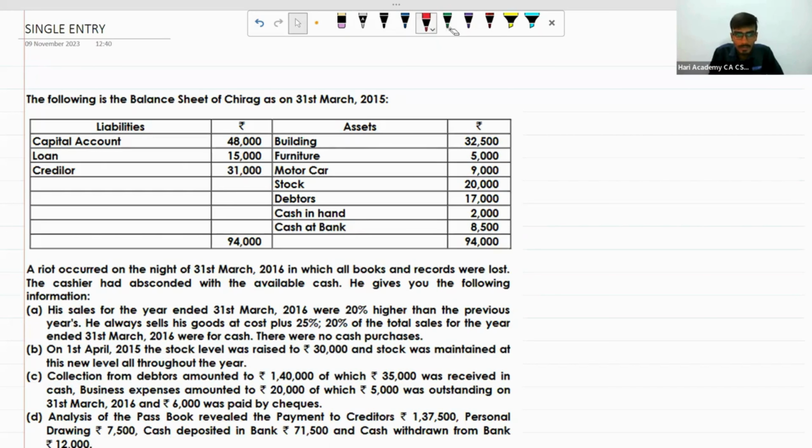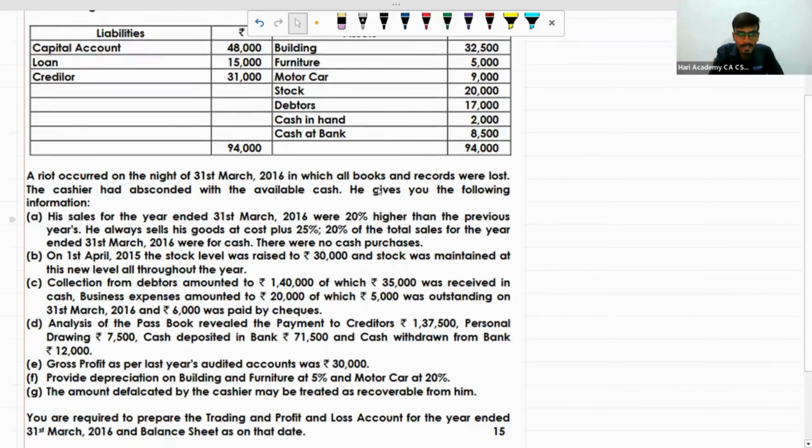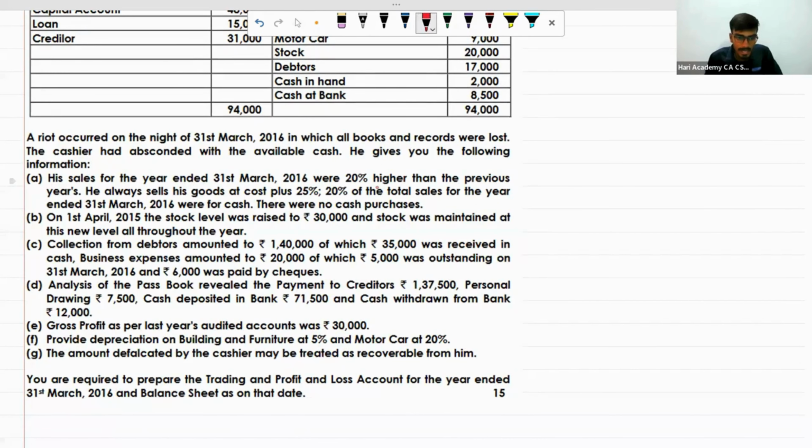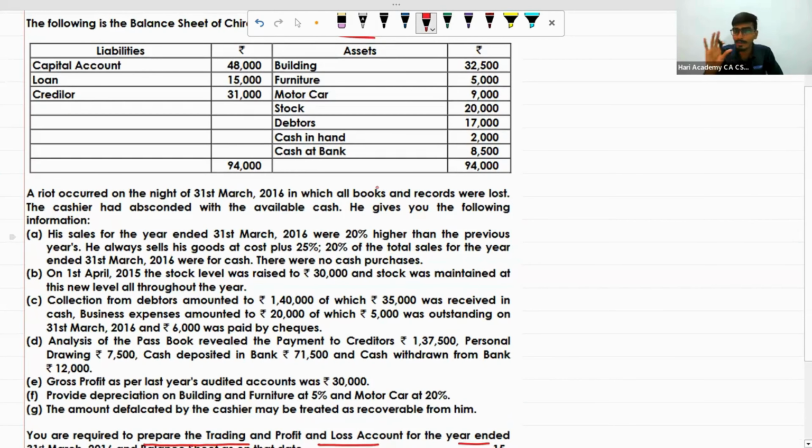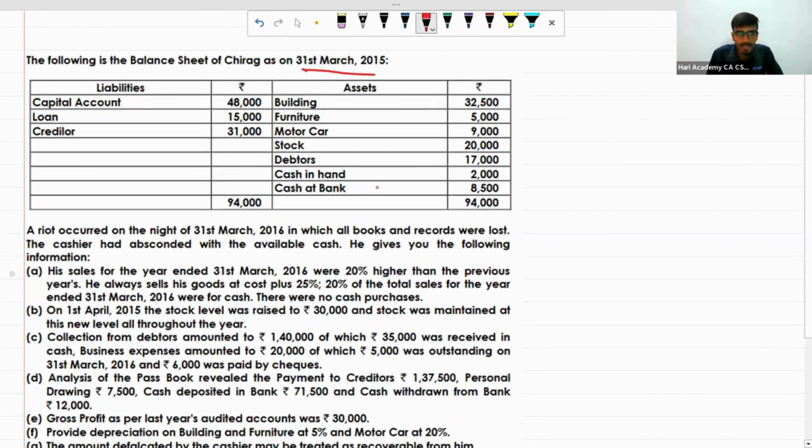Here they are giving the balance sheet of Chirag as on 31st March 2015. Immediately after that, go downwards and read. You are required to prepare the trading and P&L for the year ended 31st March 2016 and the balance sheet as on that date. So they have given the opening balance sheet, and here we are going to prepare the final accounts. They have given capital, loans, creditors, building, furniture, motor cars, stock, debtors, cash in hand and cash at bank.